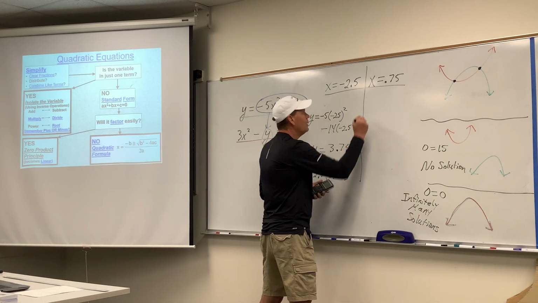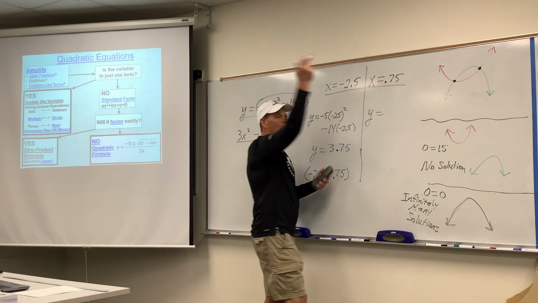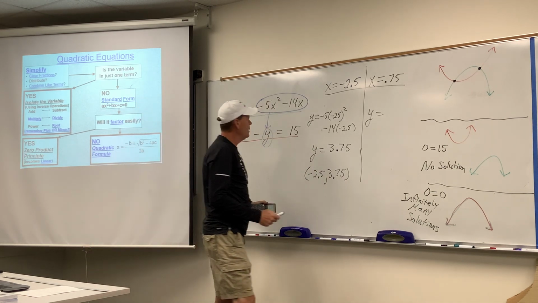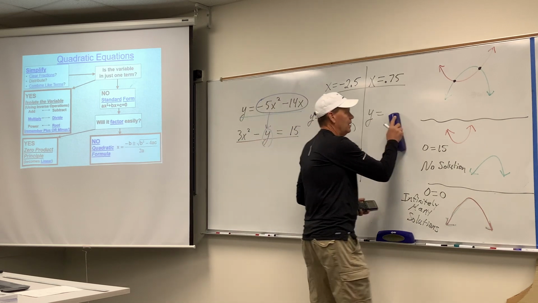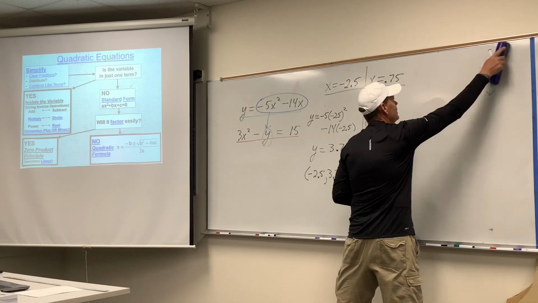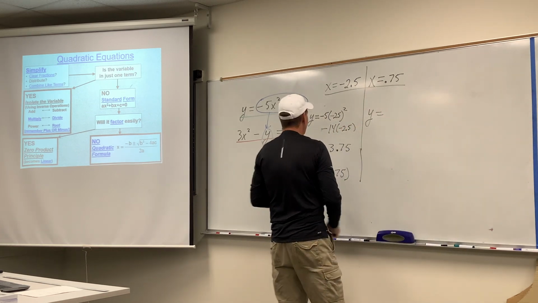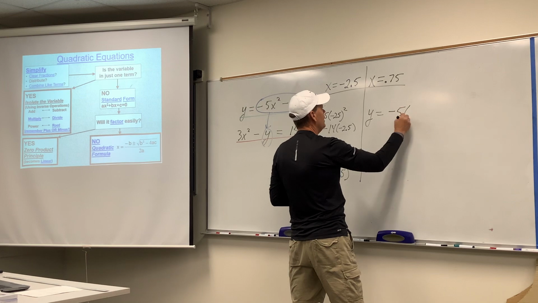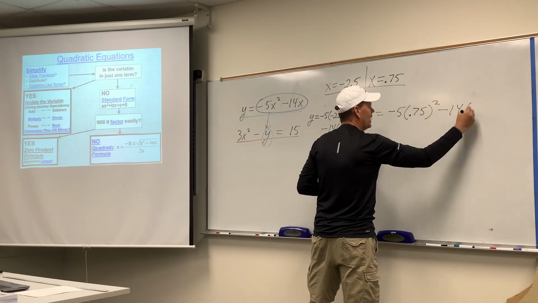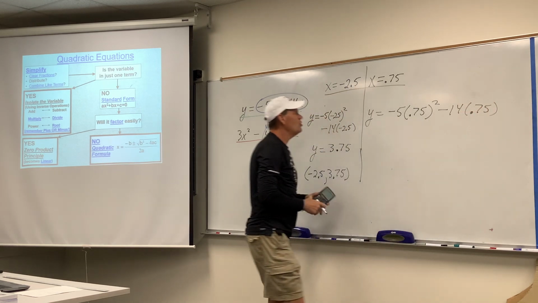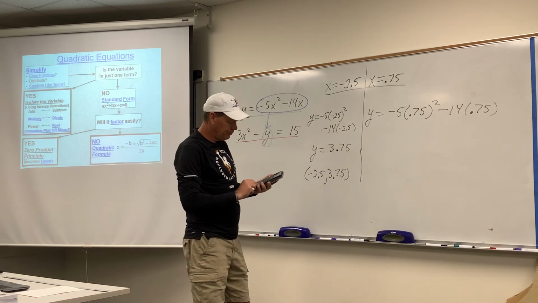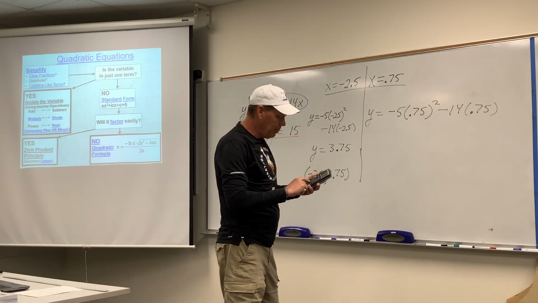Same thing here. This x says, where's my y? And you go, okay, same thing. Let's go to the y equals equation again. Let me get these out of the way. I could have done that earlier and had more space. Negative 5 times 0.75 squared minus 14 times 0.75, right? Let's use the y equals equation because we want to know what y equals. And, okay, order of operations again.